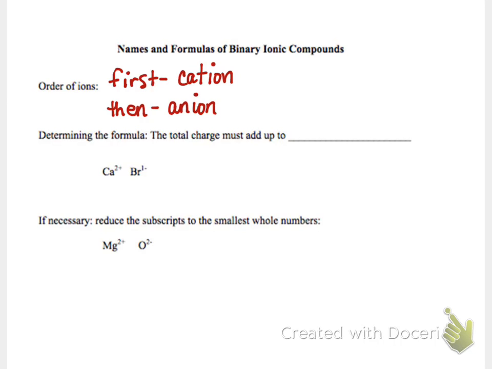First, figure out the formula. The total charge has to add up to 0 in a formula. So if we look at calcium and bromine, calcium we know from the periodic table is going to be +2 because it's in group 2A. Bromine is a halogen, 7A, and it's going to have a charge of -1. But these don't add up to 0, so in order to make them add up to 0, we're going to need 2 bromines, each with a -1, to balance out the calcium, which has a +2.